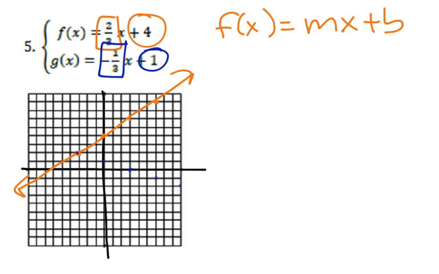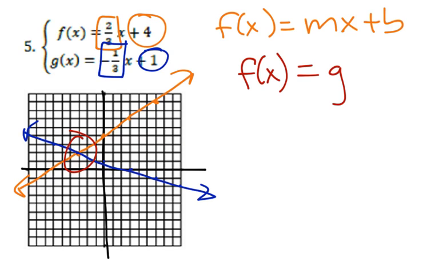Should be able to see exactly where we are crossing and find that answer. Where are they the same? Where does f of x equal g of x? Well, that point right there, which is -3, +2.